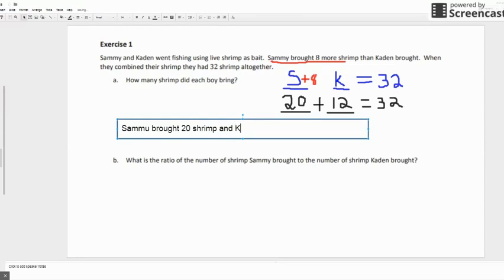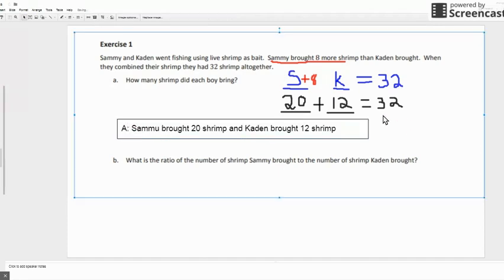And Caden brought 12 shrimp. All right, so please make sure we answer the question. This is our work that we did to answer the question, but this is the answer to the question. So let's go ahead and even put an A over here for answer. So please make sure we answer the question appropriately.